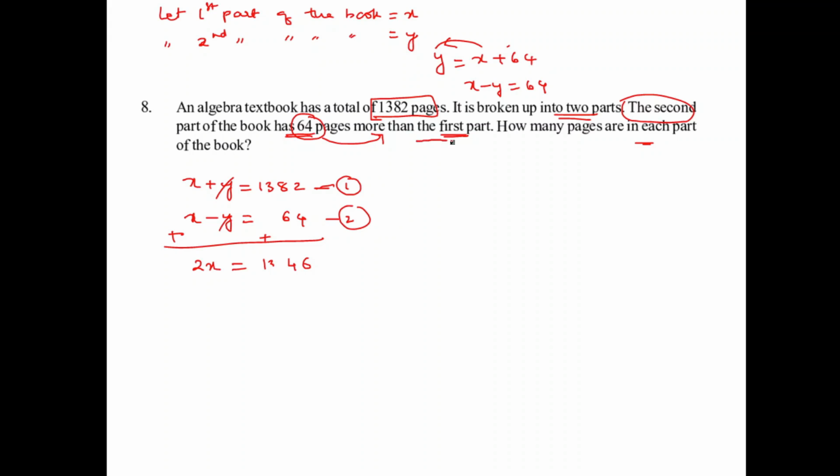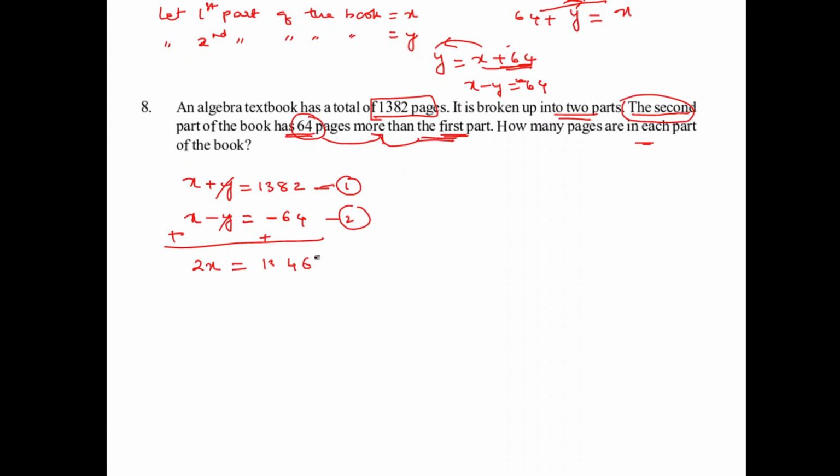He says the second part has more pages than the first. Now read the sentence: the second part of the book, that is y, had 64 more pages than the first book. So the first book has 64 plus, and when I shift this number to the other side, you are left with minus, right?